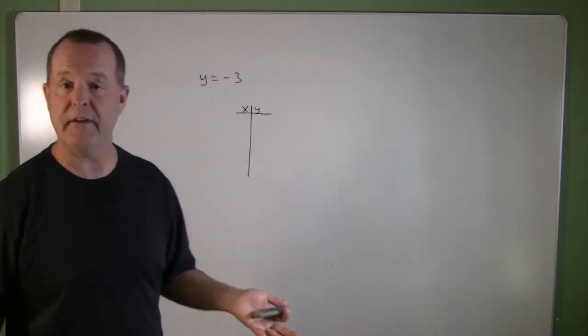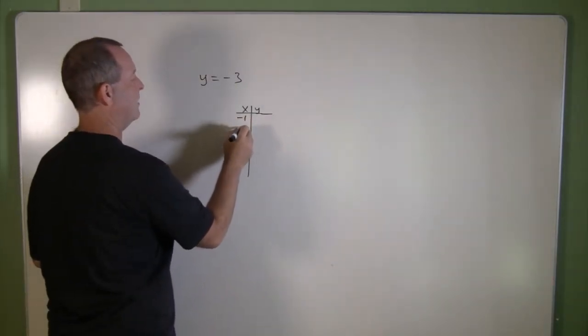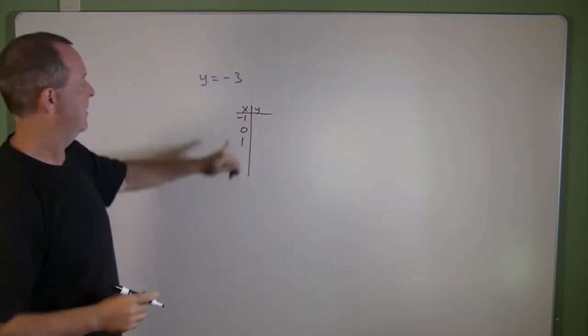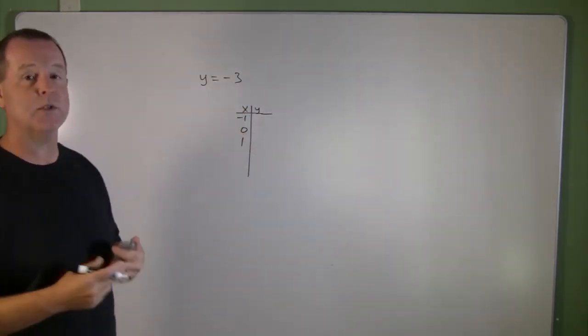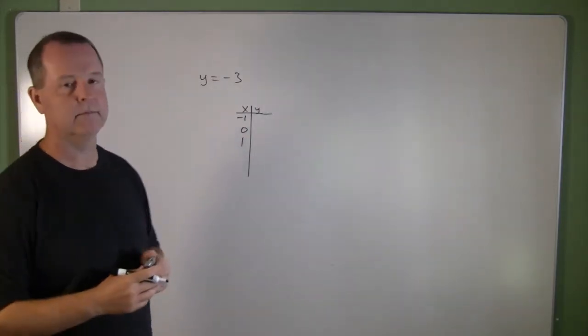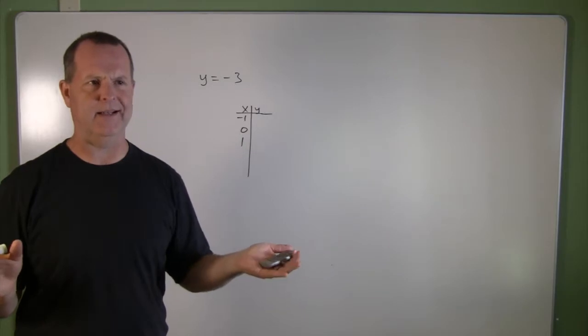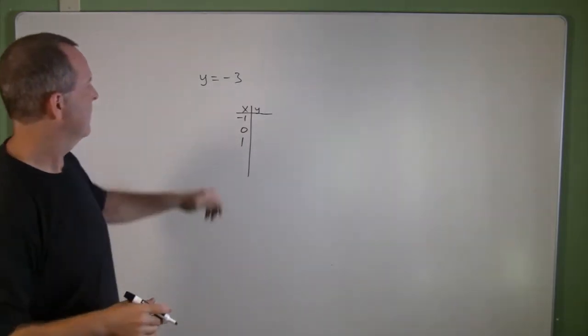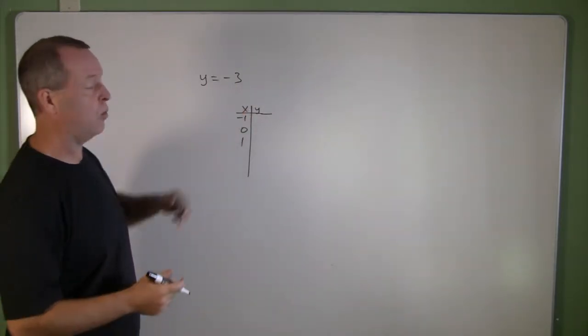And let's choose some values for x. The ones I like, again, are usually -1, 0, and 1. So in this equation, let's solve for y. So if x equals -1, what's y? Yeah, I know what you're kind of thinking. Wait a minute, Willie. That doesn't make sense. There is no x in here. So if that's the case, then what's y?